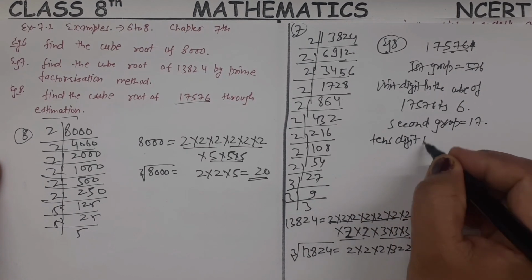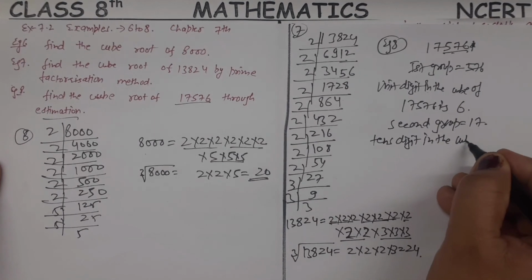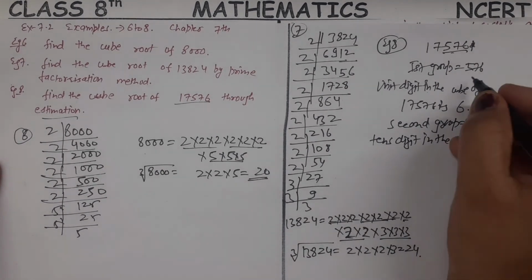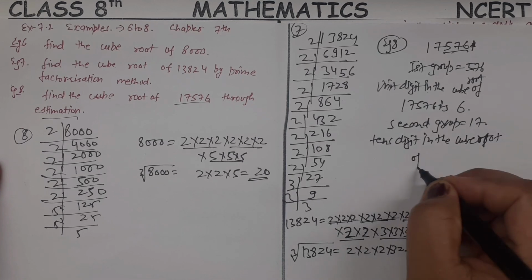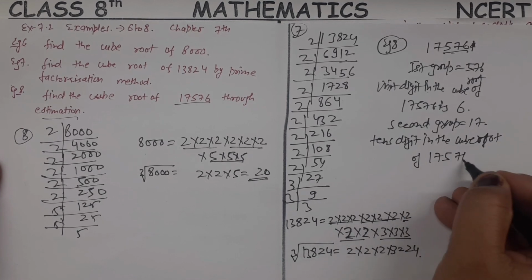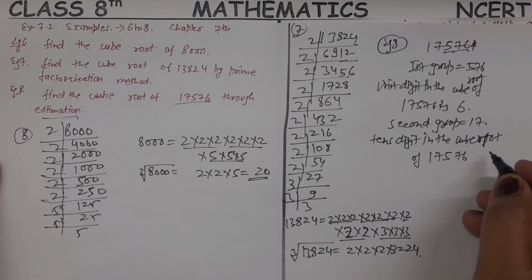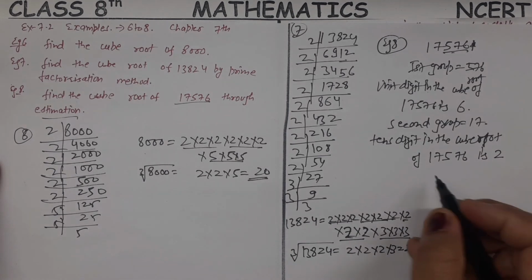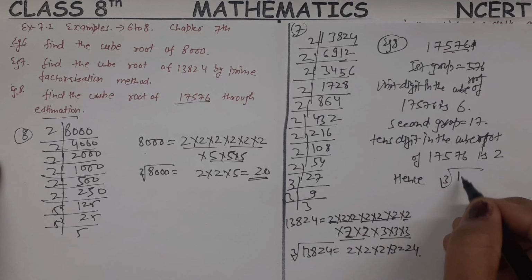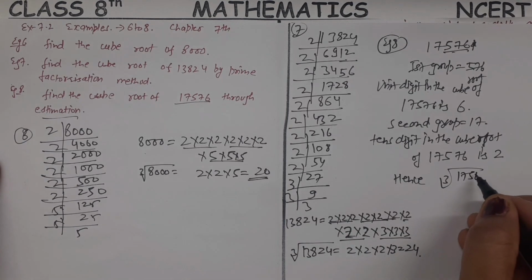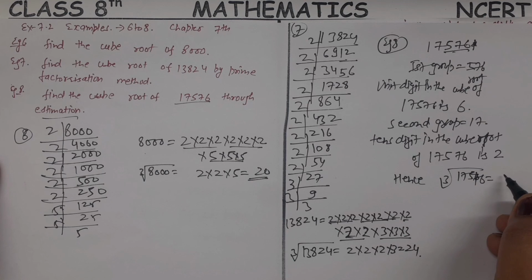So the tens digit in the cube root of 17,576 is 2. Hence, the cube root is 26.